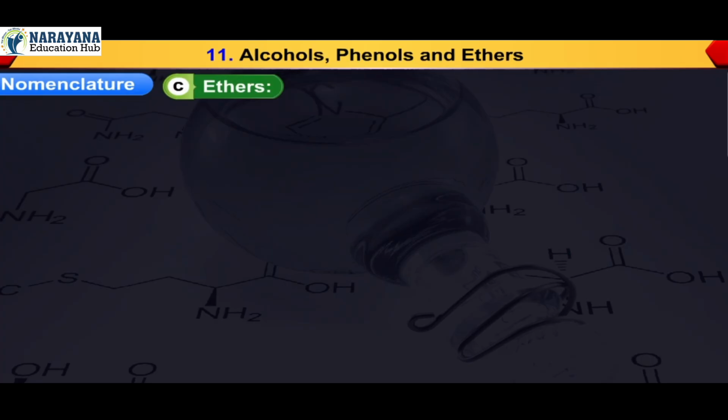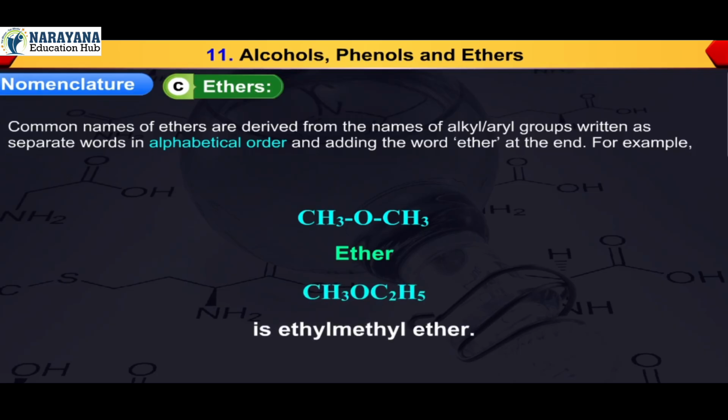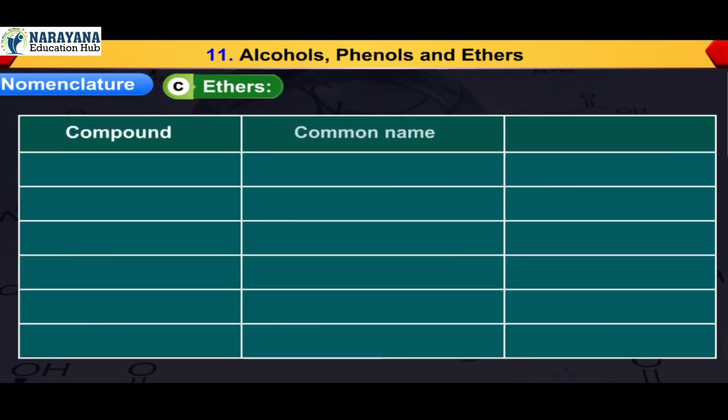C. Ethers. Common names of ethers are derived from the names of the alkyl or aryl groups written as separate words in alphabetical order, adding the word ether at the end. For example, CH3OC2H5 is ethyl methyl ether. Table: common and IUPAC names of some ethers. Compound, common name, IUPAC name.